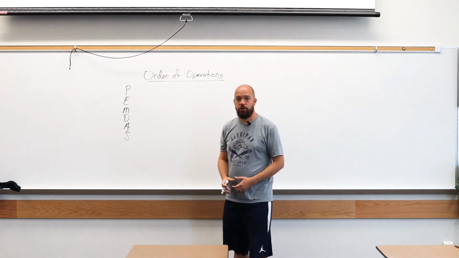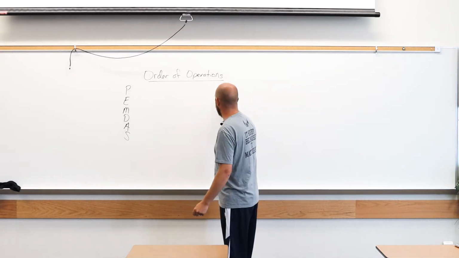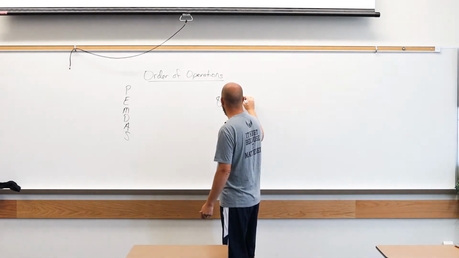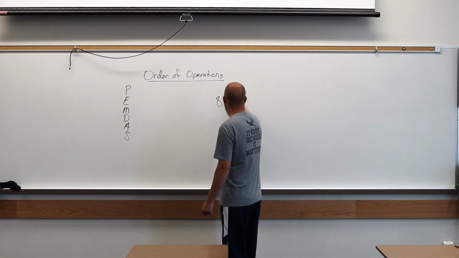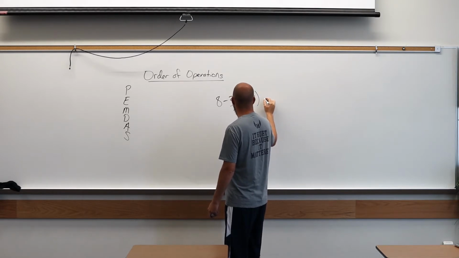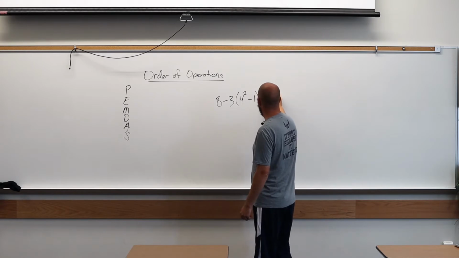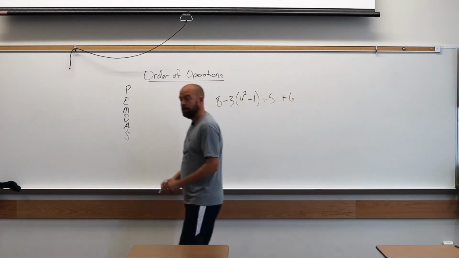Sometimes it gets confusing when there's just a lot of stuff going on. Like, for example, let's say we've got something like 8 minus 3 parenthesis 2 squared. Let's actually make it 4 squared. Minus 1 divided by 5 plus 6, something like that.